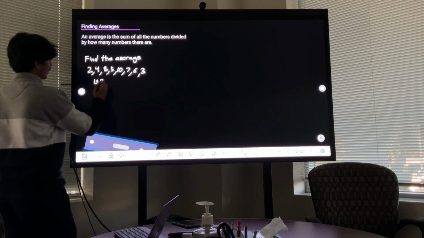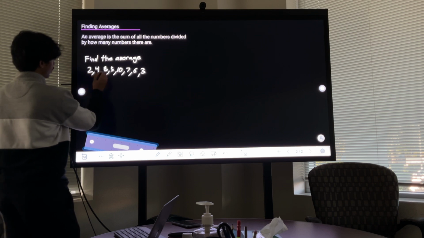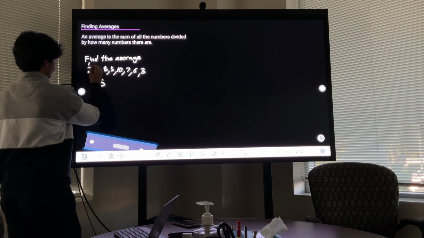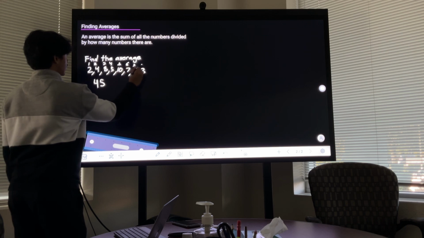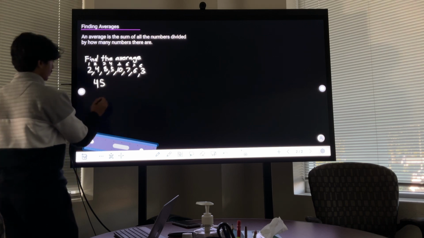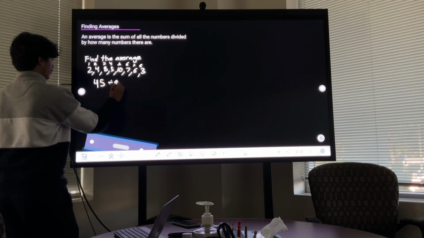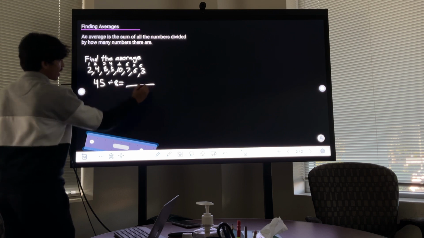Then you do 45 divided by how many numbers there are: 1, 2, 3, 4, 5, 6, 7, 8. So you're going to do 45 divided by 8, and then that will be the average.